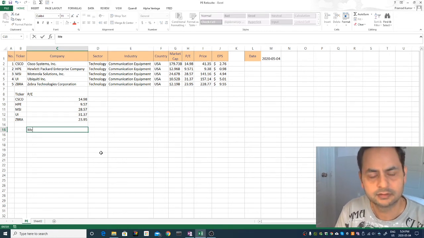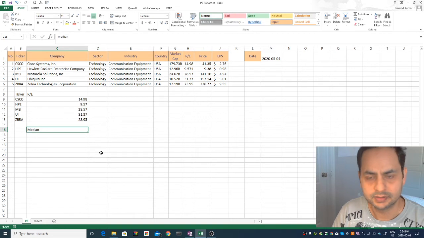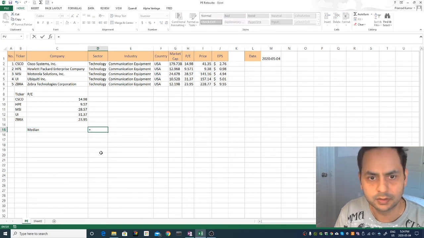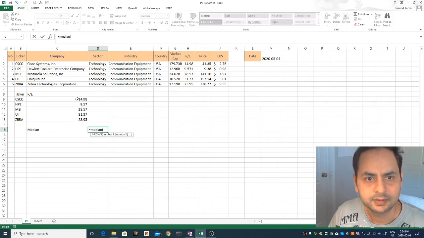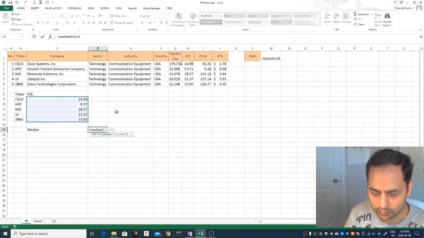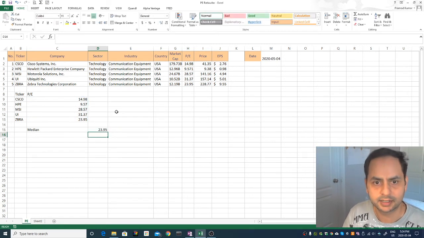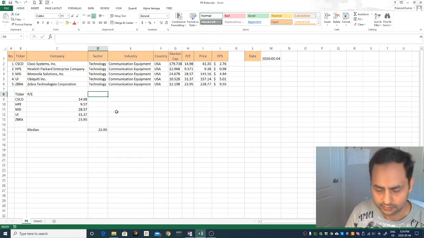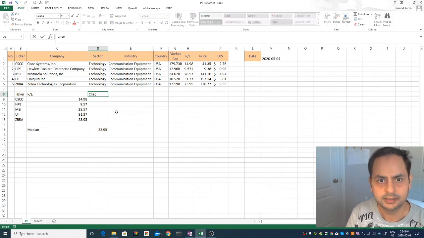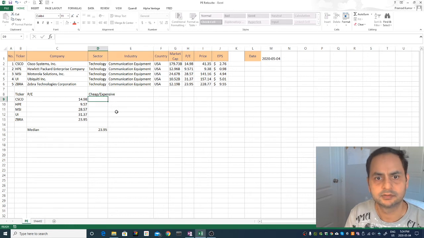Okay, you just type equal and median, and then say okay, give me the whole range. Just put the whole range and close the bracket. So we get some median PE ratio. And then we say okay, give me cheap or expensive stock.